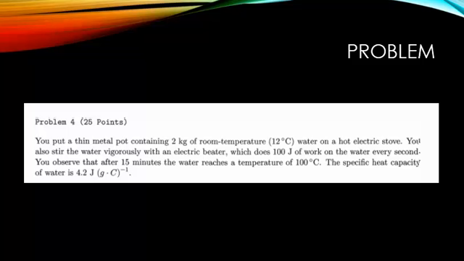The problem states, you put a thin metal pot containing 2 kilograms of room temperature, or 12 degrees Celsius, water on a hot electric stove. You also stir the water vigorously with an electric beater, which does 100 joules of work on the water every second. You observe that after 15 minutes, the water reaches a temperature of 100 degrees Celsius. The specific heat capacity of water is 4.2 joules per gram Celsius.